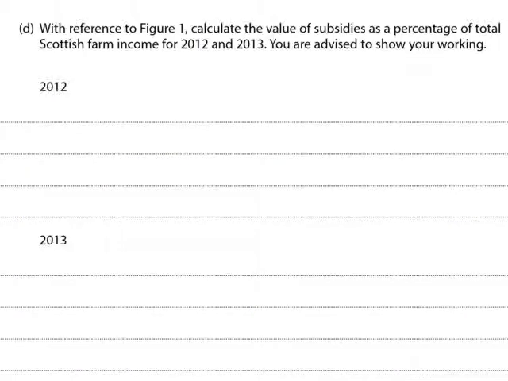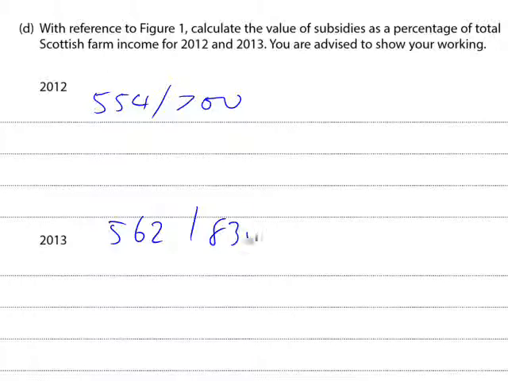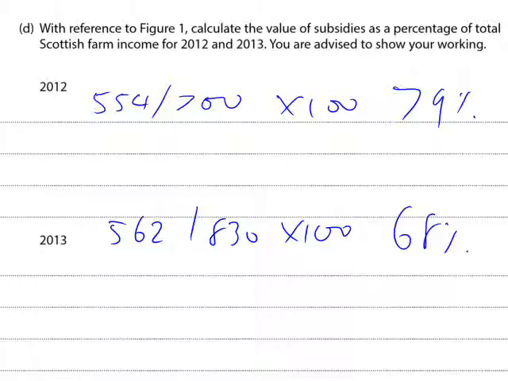Okay, this is the question where we've got two calculation questions. If you remember before, it was just the original, which was the amount of subsidy divided by the total Scottish farm income, and then the second one again, the subsidy divided by the total Scottish income times by 100 to give us a percentage. I think it's something roughly about 79% for that one, 68% for that one.